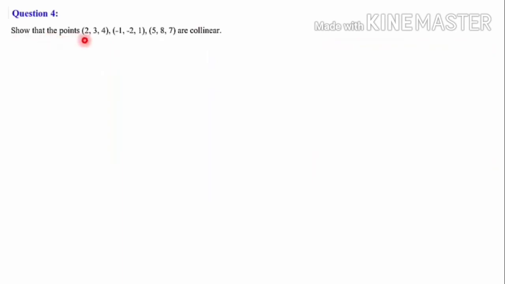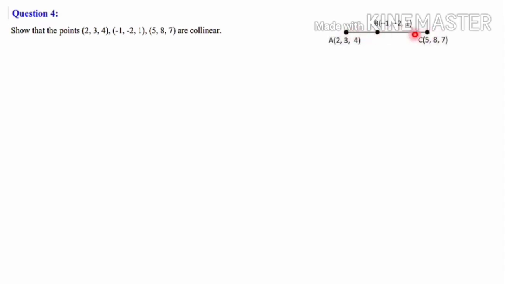Next we shall discuss question number 4. Show that the points 2, 3, 4; minus 1, minus 2, 1; and 5, 8, 7 are collinear. 3 points are given. We have to prove that they are collinear. Collinear in the sense lying on the same line. So let's have a rough sketch. Let's take the points as A (2, 3, 4), B (minus 1, minus 2, 1) and C (5, 8, 7). And we have to prove that A, B and C are collinear.